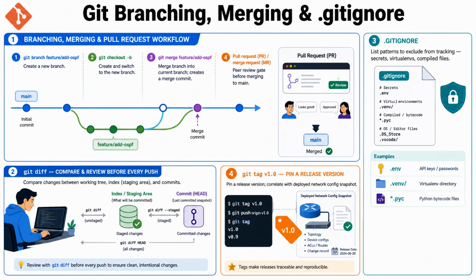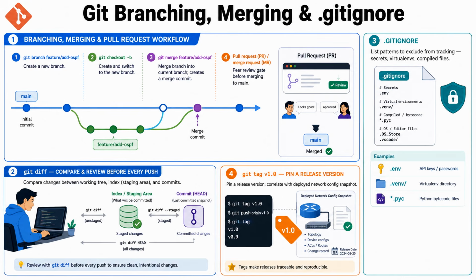Last concept, git tag v1.0. Tags create a permanent human-readable label pointing to a specific commit. In network automation, tagging is how you correlate your code version with an actual production deployment.